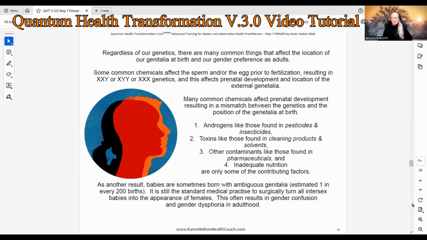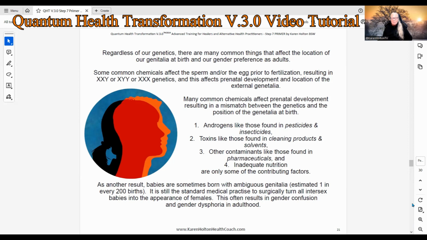Regardless of our genetics, there are many common things that affect the location of our genitalia at birth and our gender preference as adults. Some common chemicals affect the sperm and or the egg prior to fertilization, resulting in XXY or XYY or even XXX genetics. And this affects prenatal development and location of the external genitalia. Many common chemicals affect prenatal development, resulting in a mismatch between the genetics and the position of the genitalia at birth.